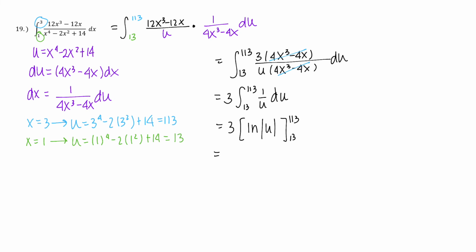And we are good to just plug in our bounds. We don't have to plug u back in because this is a definite integral and we changed our bounds. So this will be ln of 113 minus ln of 13. And that will be your final answer.